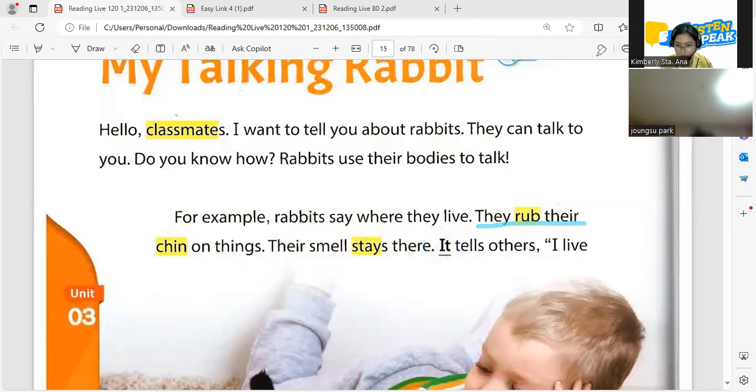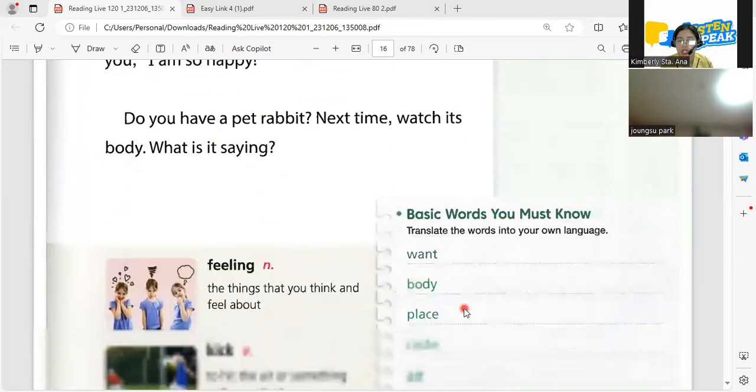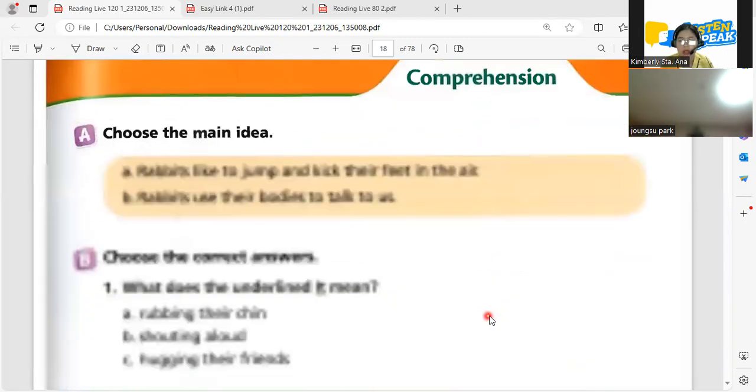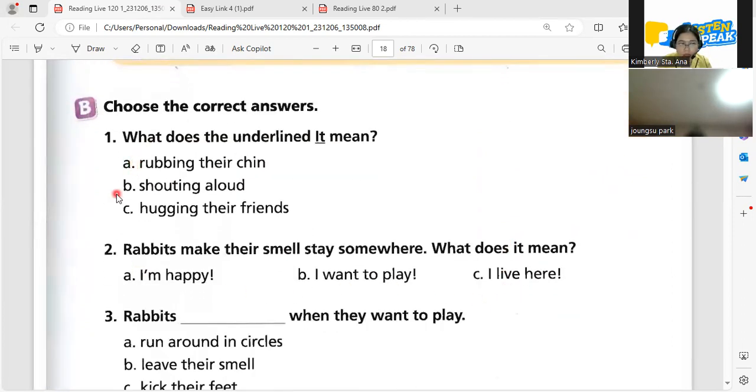So, let's read. They rub their chin on things. Their smell stays there. Okay. So they rub their chin on things and their smell stays there. So what is the word it? Is it rubbing their chin, shouting aloud, or hugging their friends? Rubbing their chin. Very good.